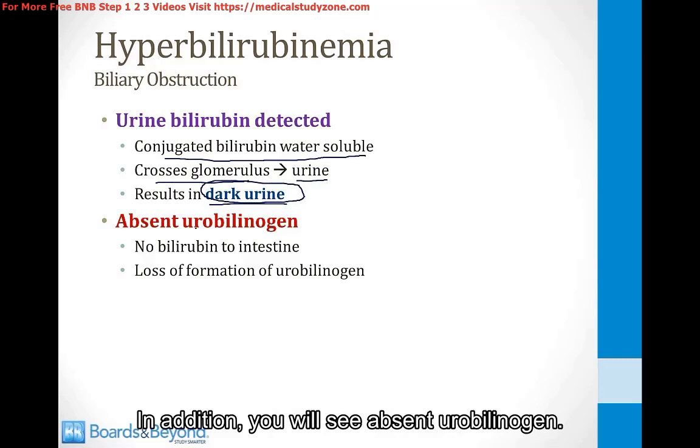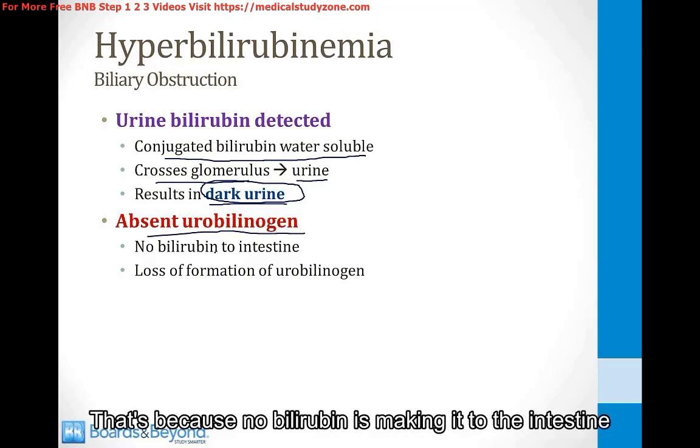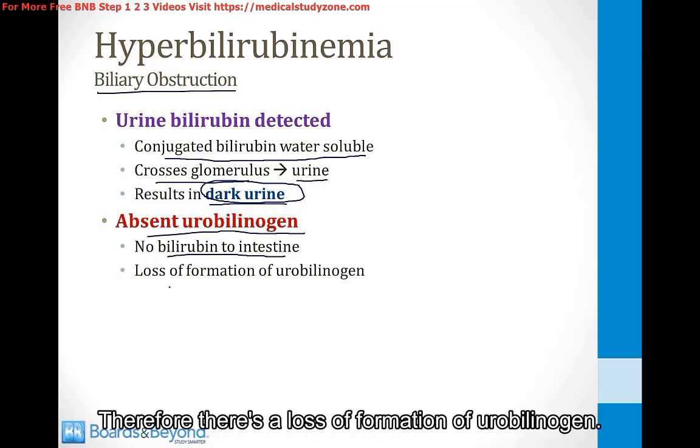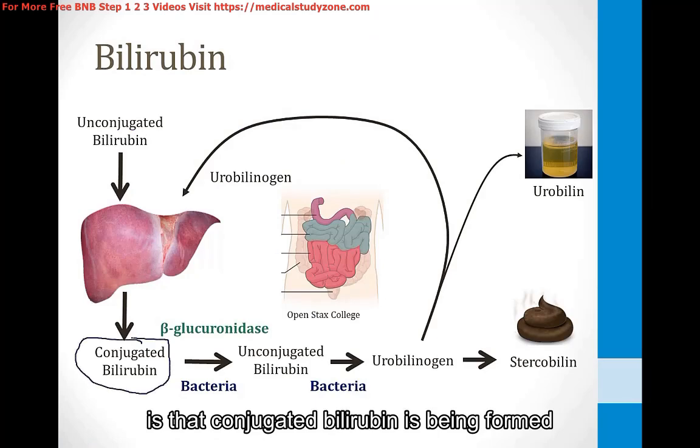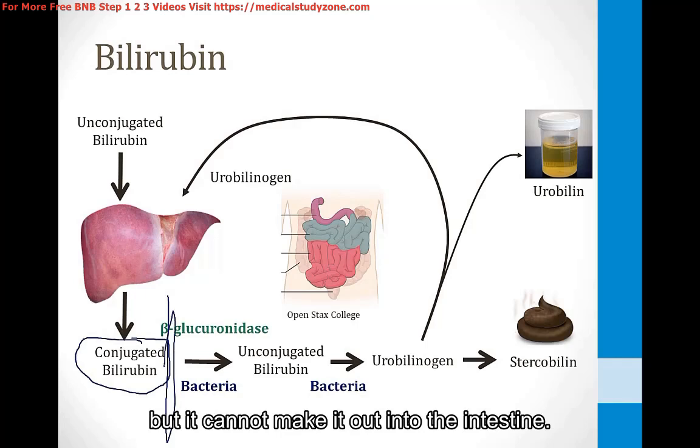In addition, you will see absent urobilinogen. That's because no bilirubin is making it to the intestine in biliary obstruction. Therefore, there's a loss of formation of urobilinogen. If we go back to our overview slide here, what's happening in biliary obstruction is that conjugated bilirubin is being formed, but it cannot make it out into the intestine.